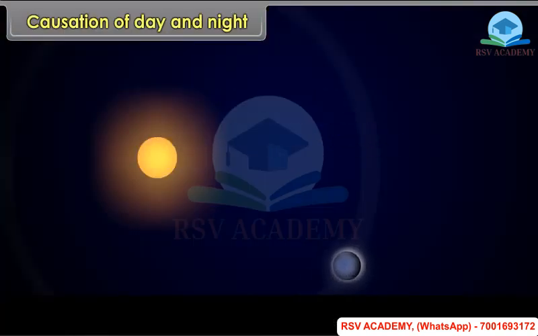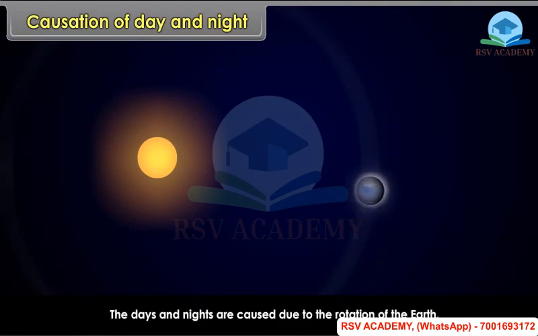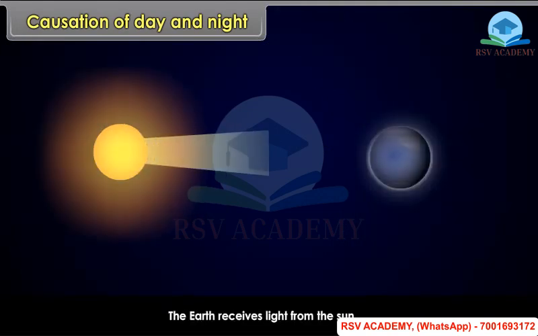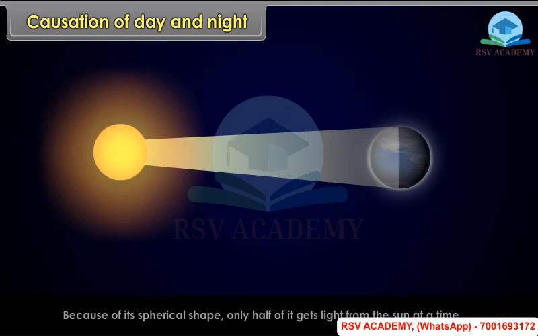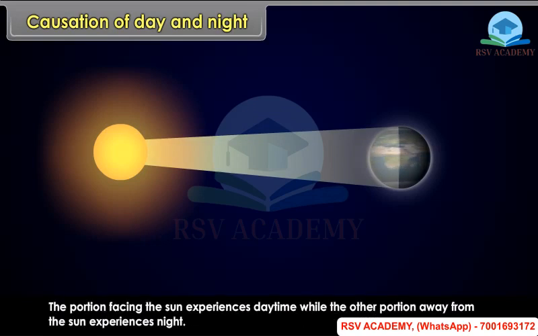Causation of day and night. The days and nights are caused due to the rotation of the earth. The earth receives light from the sun. Because of its spherical shape, only half of it gets light from the sun at a time. The portion facing the sun experiences daytime, while the other portion away from the sun experiences night.